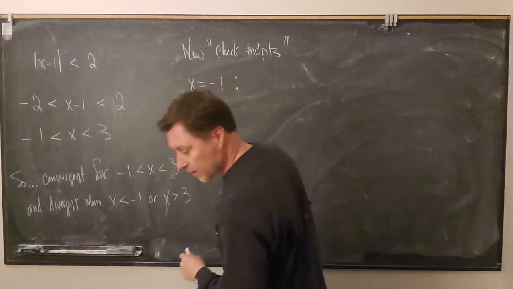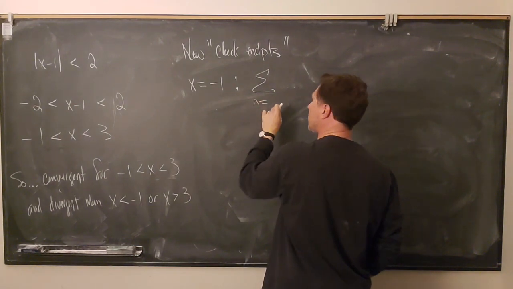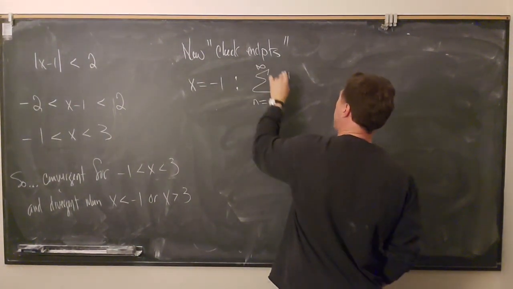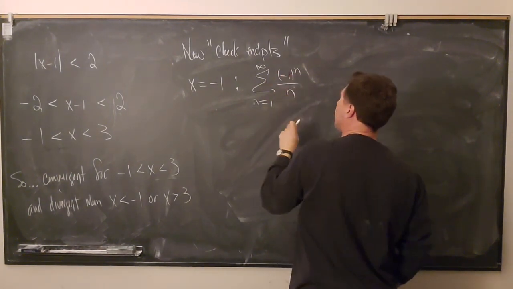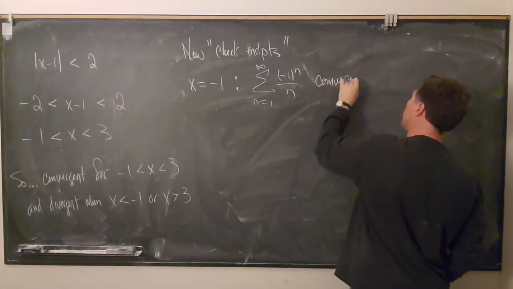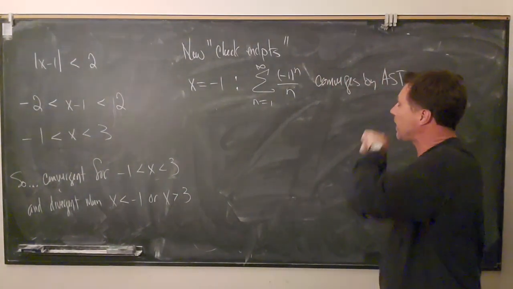So when x equals -1, we have the sum from n equals 1 to infinity. This will give us (-1)^n over n. This converges by the alternating series test. Hopefully everybody can just see that in their heads.